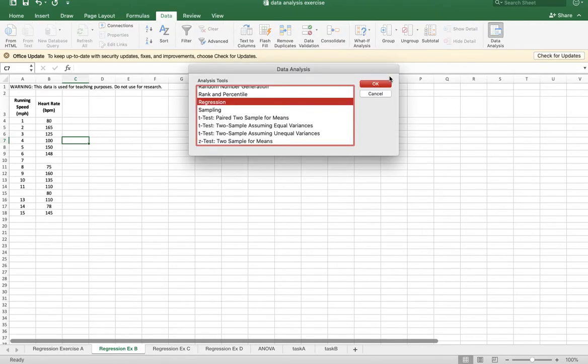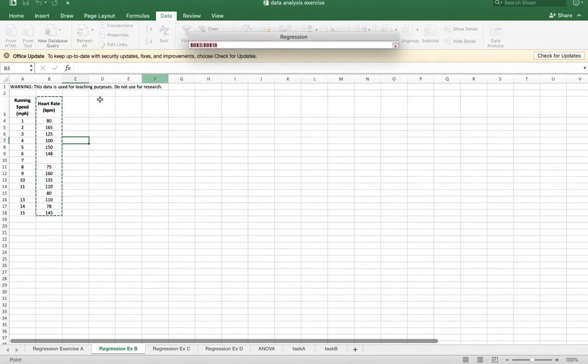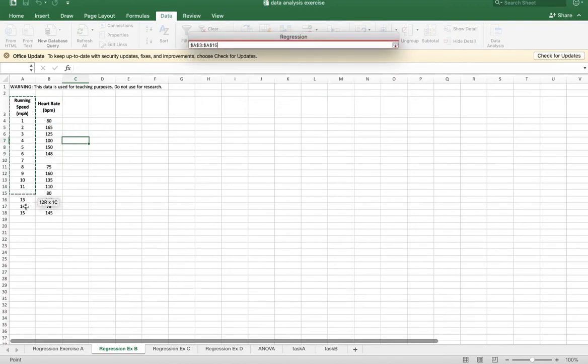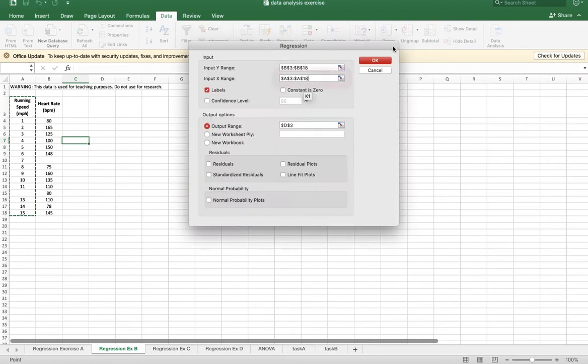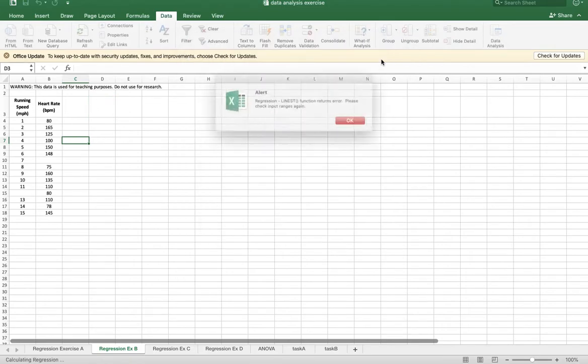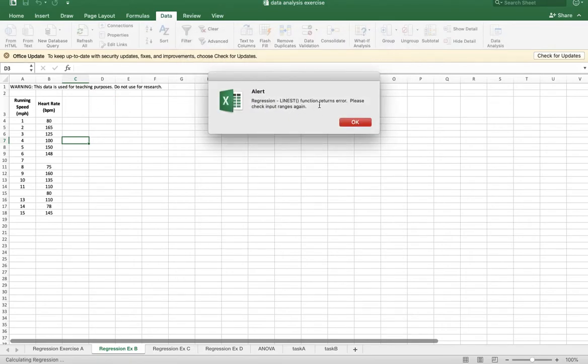Okay, let's try it. Regression. I'll put the Y as this one, and the input X range as the running speed. Then labels, output, put it there. You see here, the regression function returns an error: please check input ranges again.